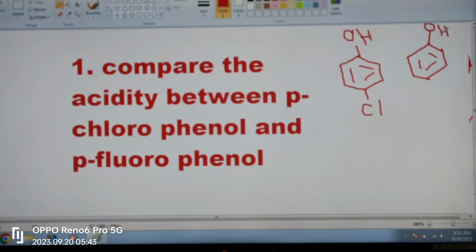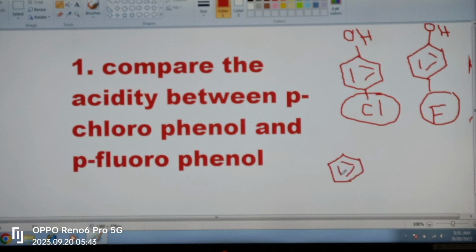So if you see here, the change is at the para position with respect to the phenolic OH. Here is chlorine and here is fluorine. The conjugate base of each of the compounds, parachlorophenol and parafluorophenol, is the phenoxide ion, the O minus. So I am writing the conjugate base for both the compounds.